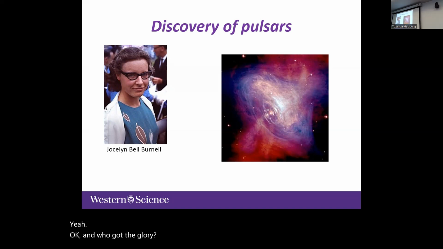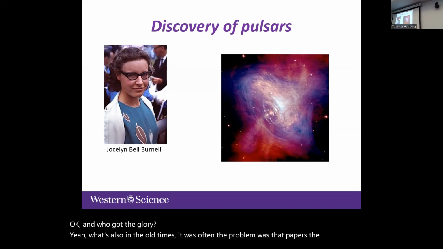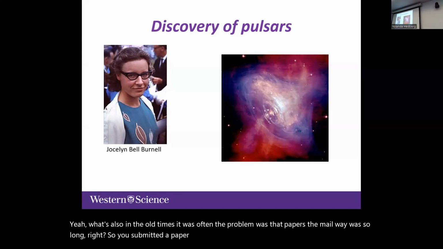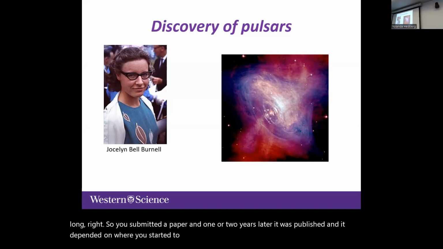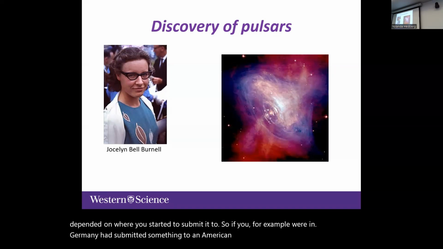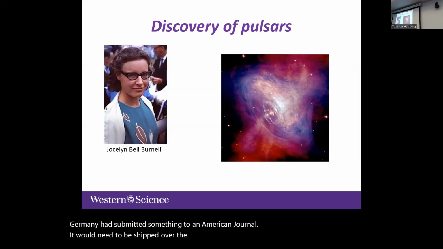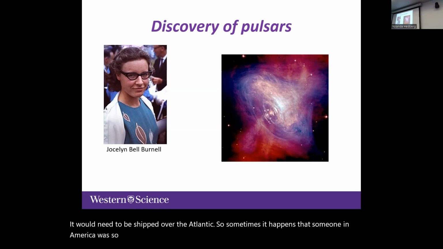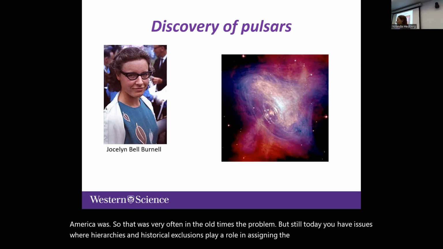It was also in the old times, the problem was that the mail way was so long, right? So you submitted a paper and 1 or 2 years later it was published, and it depended on where you started to submit it to. So if you, for example, were in Germany and submitted something to an American journal, it would need to be shipped over the Atlantic. So sometimes it happened that someone in America was faster. So that was very often in the old times the problem. But still today you have issues where hierarchies and historical exclusions play a role in assigning the glory to discoveries and innovations.